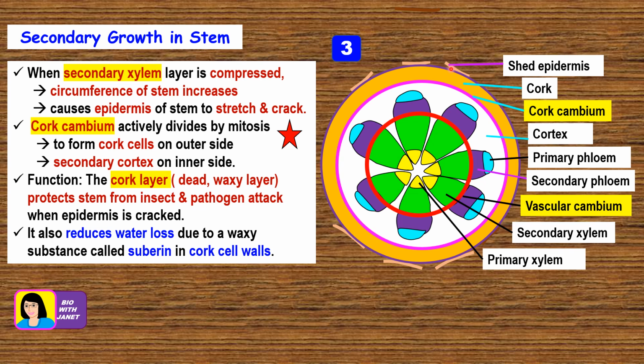It reduces water loss too due to a waxy substance called suberin in the cork cell walls that's impermeable to water. So the main event that occurs is cork cambium actively divides by mitosis.